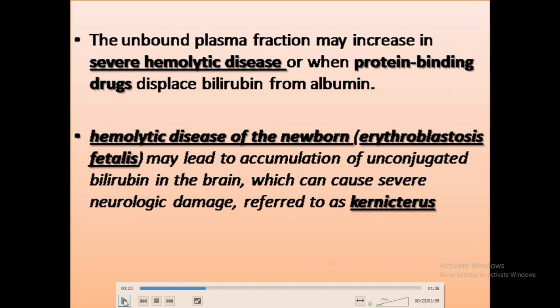In certain conditions, this unbound plasma fraction may increase, like in severe hemolytic disease or when protein-binding drugs displace bilirubin from albumin. In hemolytic disease of the newborn, there is accumulation of unconjugated bilirubin in the brain, which can cause severe neurological damage referred to as kernicterus.